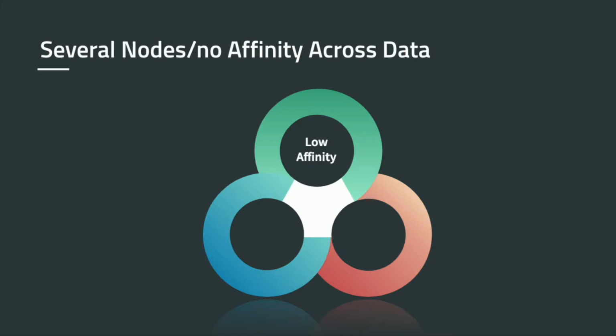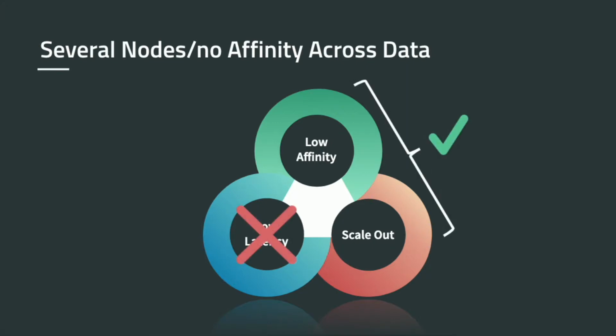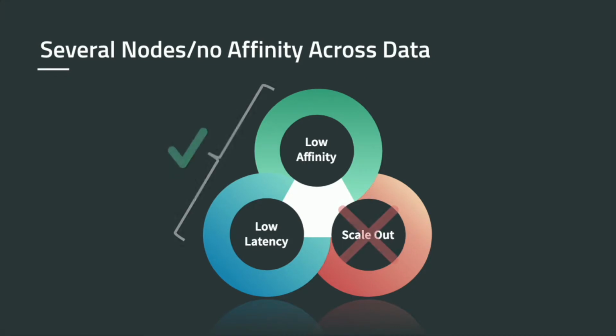When you have data that is low affinity, you can't scale out and have low latency at the same time. If you have low affinity, you can scale out, but then you don't have low latency. Or you can have low affinity and low latency, but then you can't scale out. And I'm going to explain why that is true.